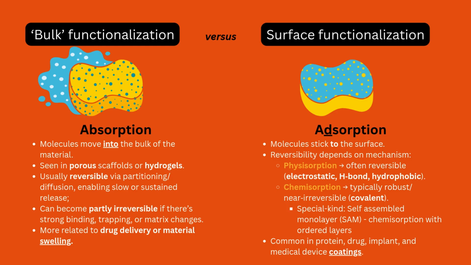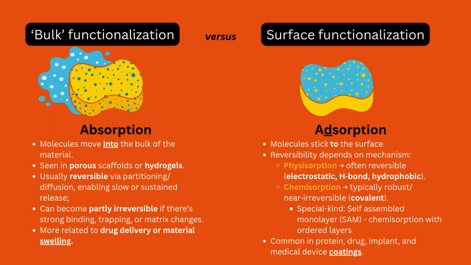In physisorption, molecules stick using weak, reversible forces, like ionic attraction between positive and negative charges, or hydrophobic clustering, where water-fearing molecules group together like oil droplets. There's also hydrogen bonding, which is more like a light Velcro, just enough to hold things temporarily. For stronger, more permanent attachment, we use chemisorption, where atoms form covalent bonds by sharing electrons, like a firm handshake.